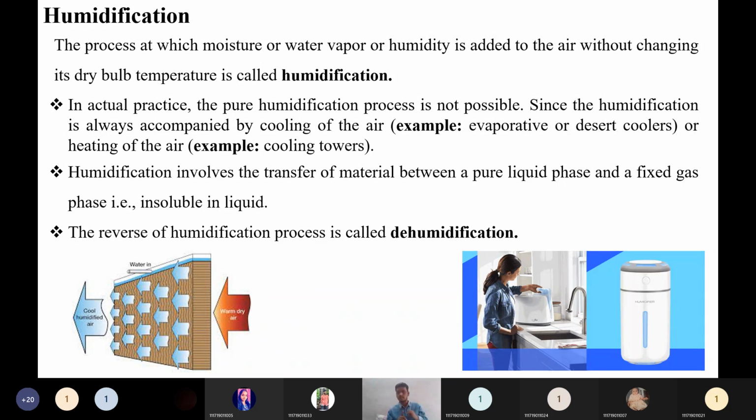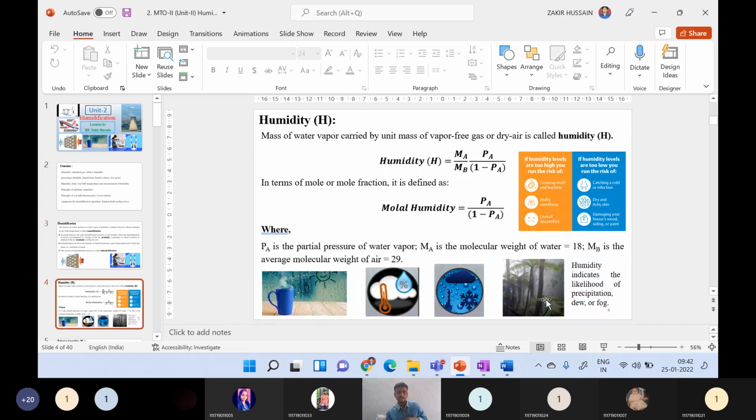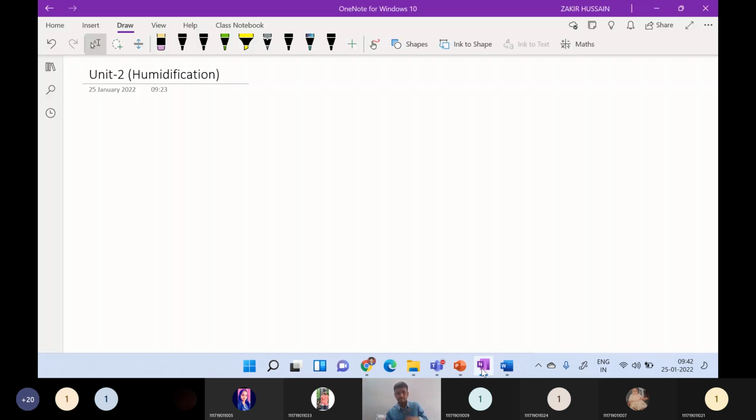So humidification involves the transfer of material between a pure liquid phase and a fixed gas phase. The fixed gas means the surrounding air, and the pure liquid phase means water usually. So this water is usually soluble in the surrounding air. Then the reverse of the humidification process, that is removal of water vapor from the surrounding air, is called dehumidification. For that also there are portable room dehumidifiers, and room humidifiers are also there nowadays. So we will see what is exactly going on in the humidification process, and then we will define the basic definitions.